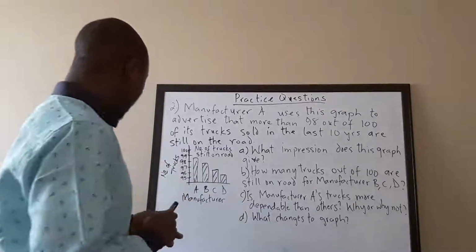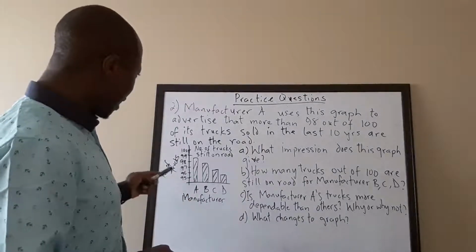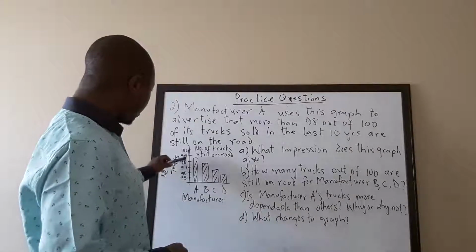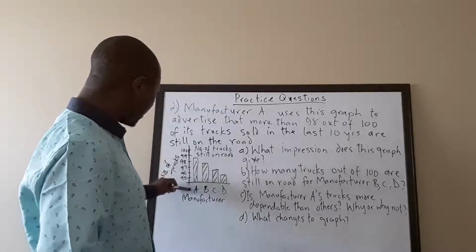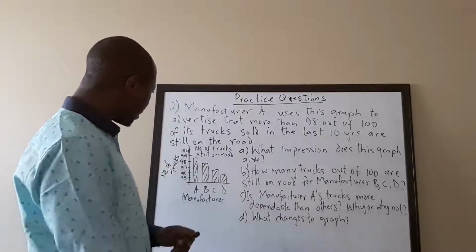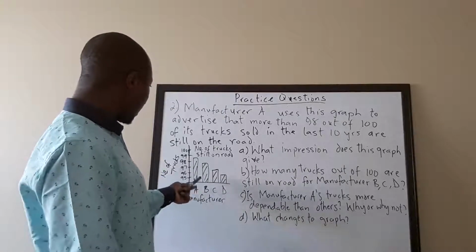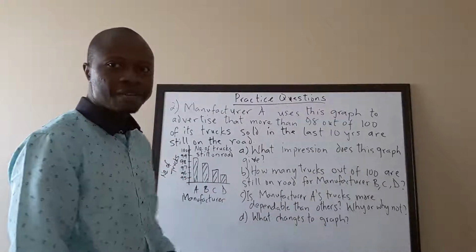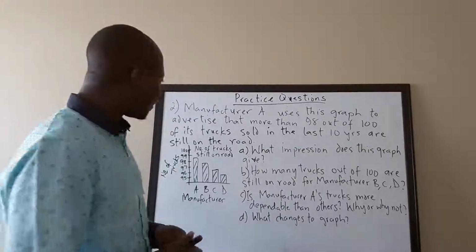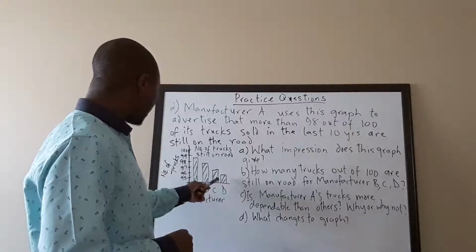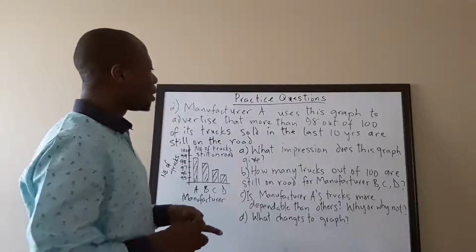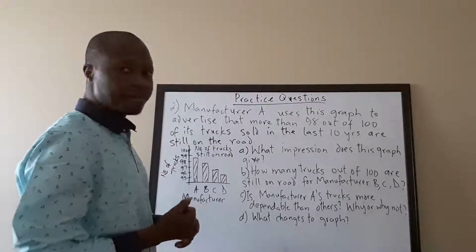Well, let's see. From the graph here, I can see that for manufacturer A, almost 99 out of 100 of the trucks are still on the road. For B, almost 98 out of 100 are still on the road. For C, almost 97 out of 100 are still on the road. For D, almost 96 out of 100 are still on the road. So what impression does this graph give?